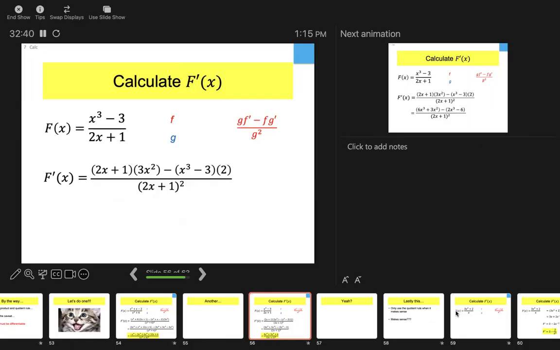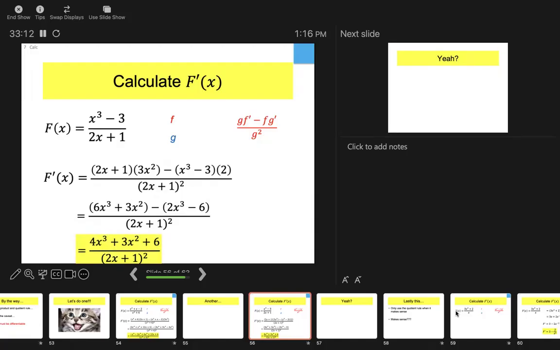6x cubed plus 3x squared. Okay. Distribute the 2 minus 2x cubed minus 6 plus 6. Right. I didn't do that. I left the minus on the outside. Then when I put it together, you can use this technique or the one you use, just you drop the negative there on the 6. All right, final answer. 4x cubed plus 3x squared plus 6 over 2x plus 1 squared. There we go. There's the quotient rule. Yeah? Addie? Okay.